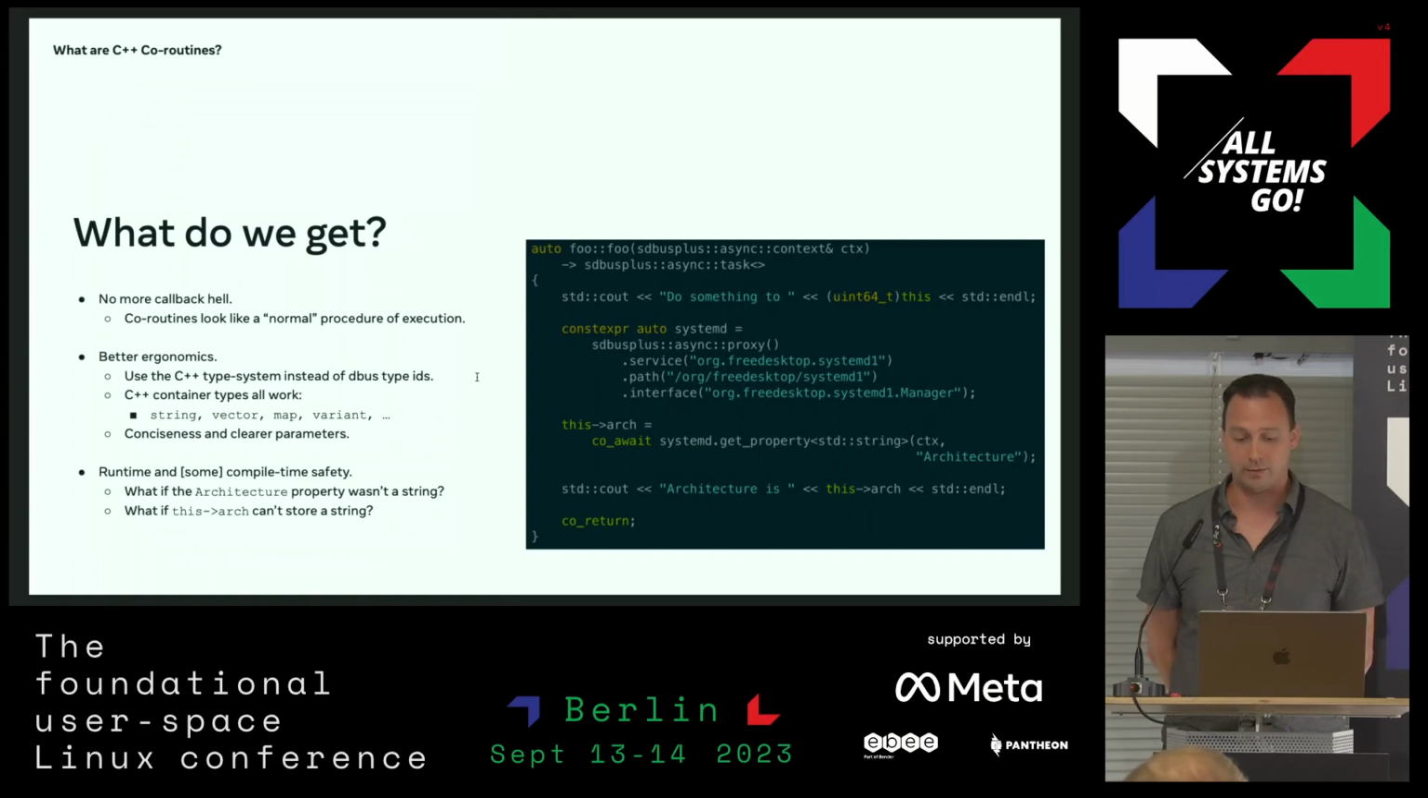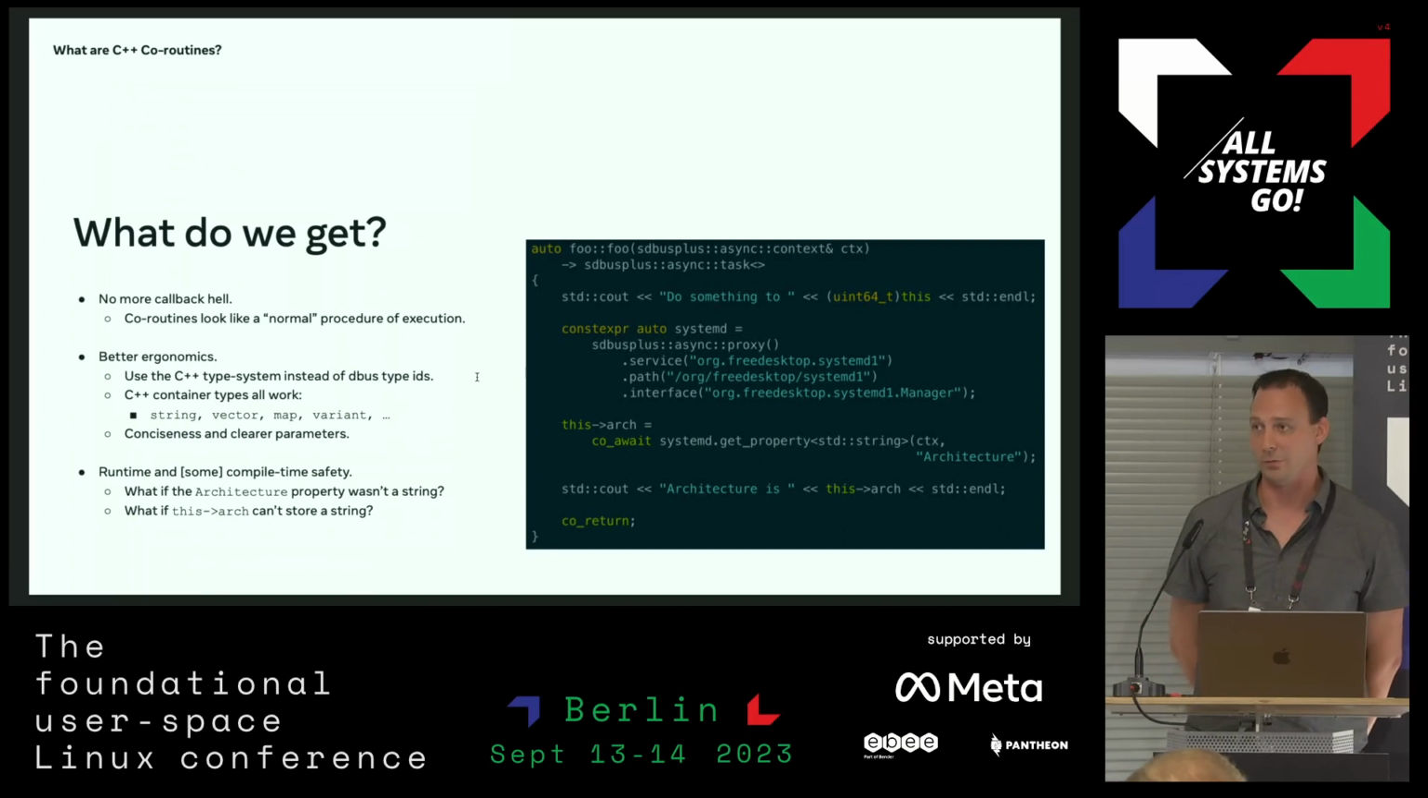On top of that, we get some amount of compiler safety here, and in the library, we can get runtime safety. For instance, as a programmer, I put std::string here saying that the architecture property is a string. If it wasn't a string, I made a mistake, and we get runtime safety: the underlying library will see that it's not a string that I got back from the systemd manager, and it'll throw an exception. If for some reason the arc property that I have here can't store a string, then the compiler will yell at us.